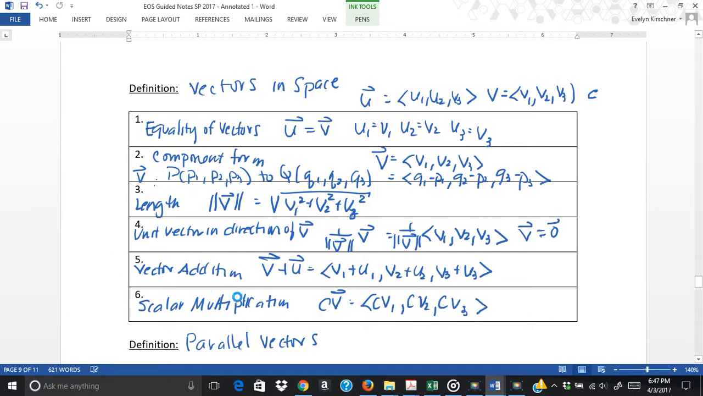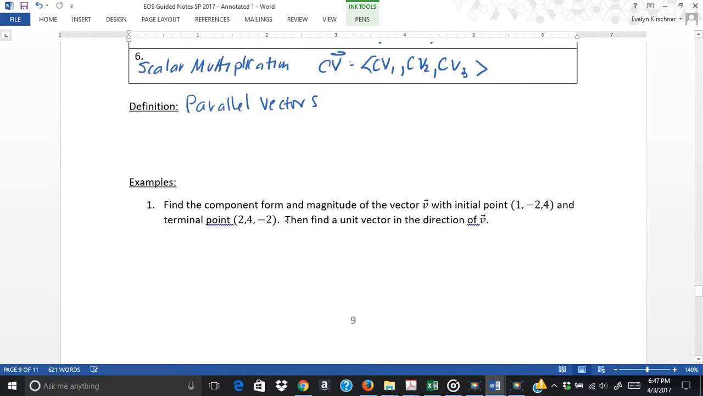And then if I want to know about two vectors being parallel, the only way the two vectors can be parallel is if, so u and v, u is parallel to v if u equals some scalar times v. So c is a scalar.